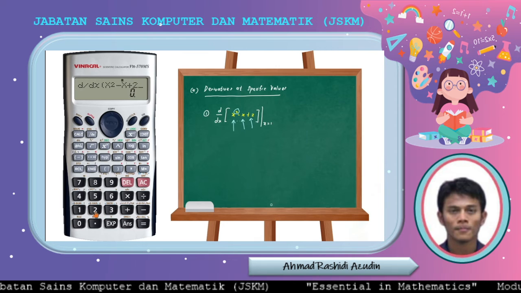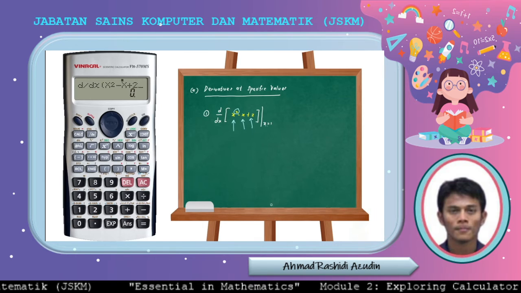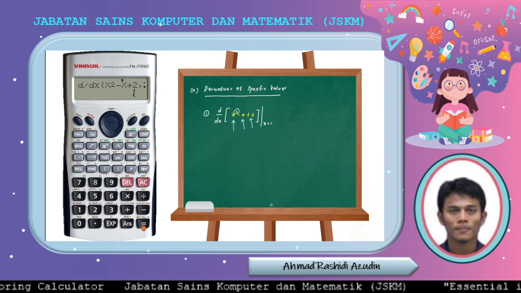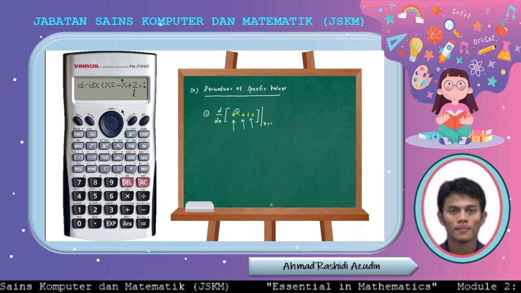Once we have inserted the terms of the function, what we need to do next is to include the value x equals 1. To do that, we press this button, comma, and then followed by the value 1 to represent x equals 1. Then we press the equal button to get the answer. It tells us that the derivative of the function x squared minus x plus 2 when x equals 1 is the value 1.